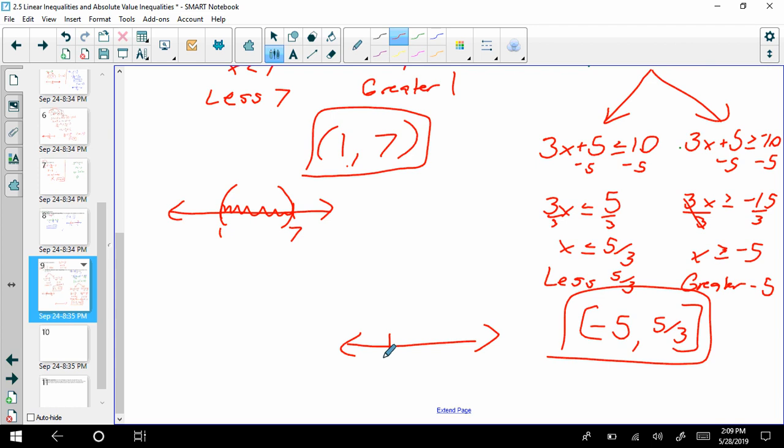On my number line, again, not drawn to scale, but we'll get the idea across. I'd want bracket, bracket, everything in between is an answer.